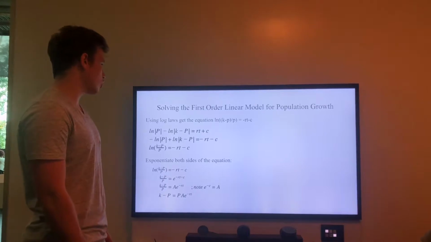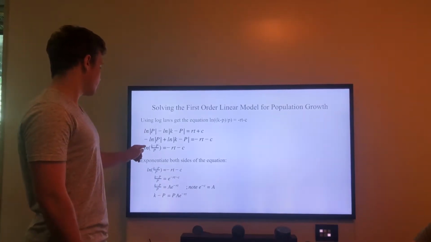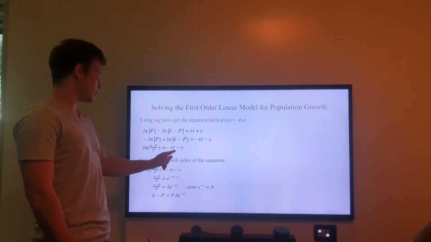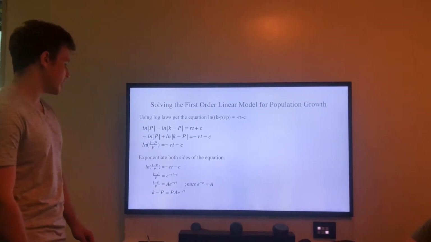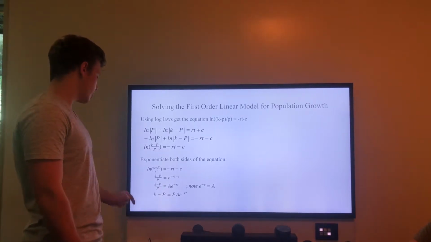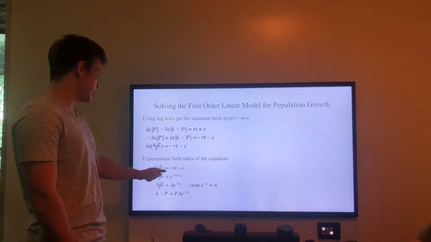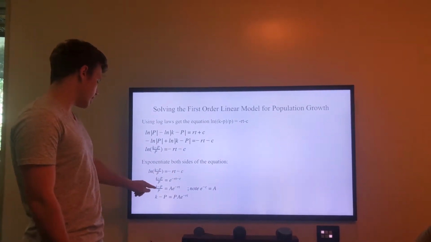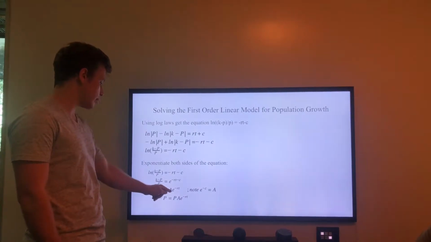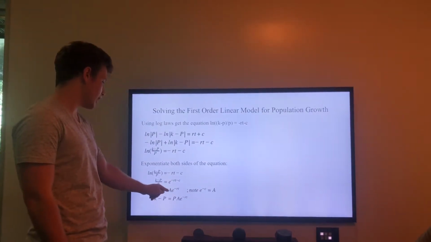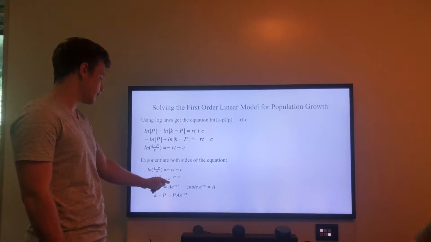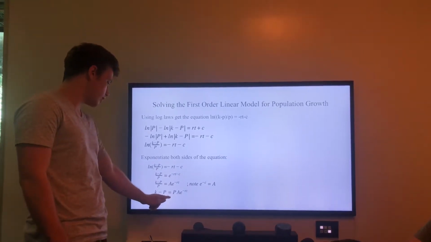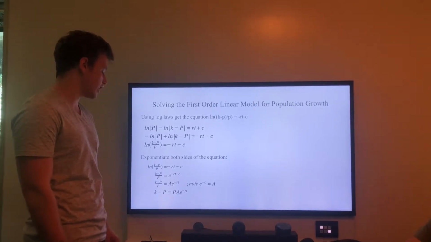So then, using log laws, we rearranged this equation to get ln((k - p)/p) = -rt - c. And then we exponentiated both sides, which gets us to (k - p)/p = A e^(-rt), where we let A equal e^(-c). Finally, we took p over the other side, and we got k - p = p A e^(-rt).